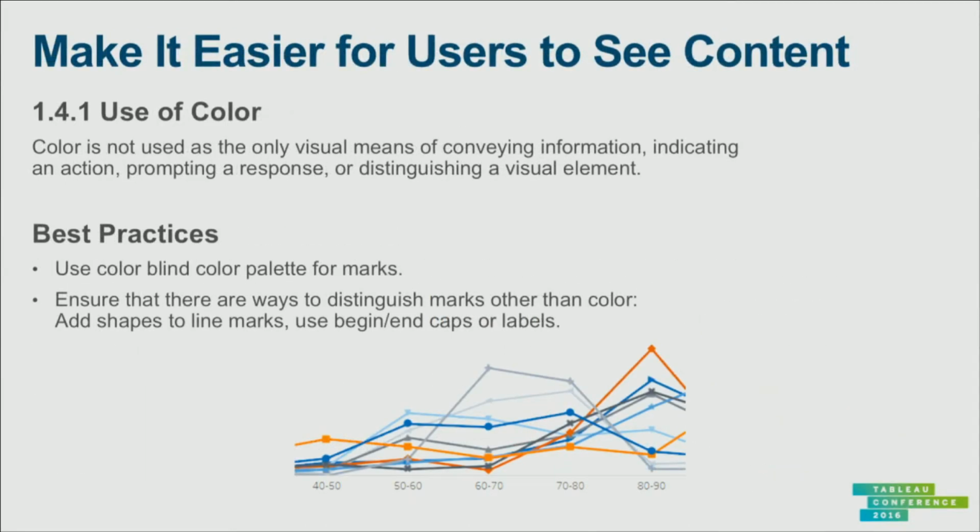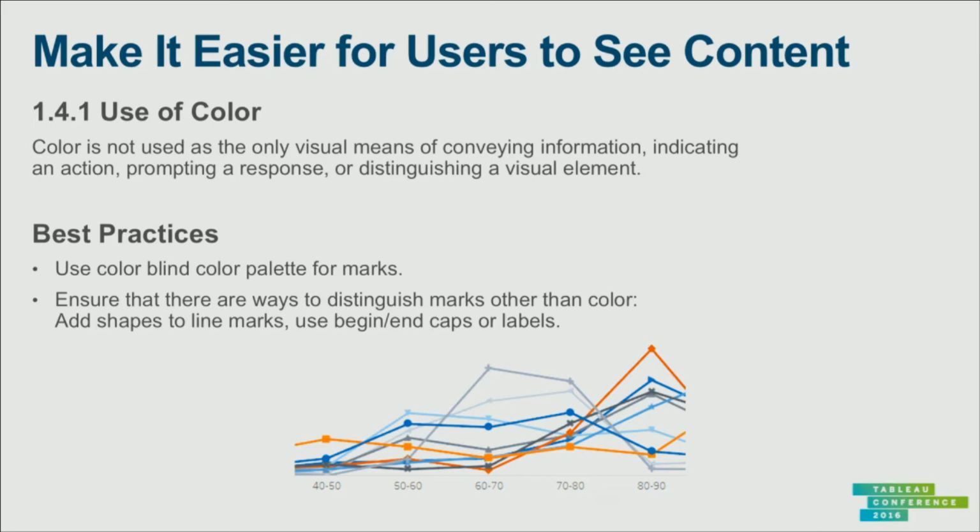Next set of guidelines is around making it easier for users to see content, and this is particularly about color. One of the guidelines is that things that actually have information cannot be distinguishable only by color. There has to be some other way to distinguish those items. So remember the simulation of no color vision, and we had the histogram where you could no longer tell the marks from each other. That's why this guideline exists.